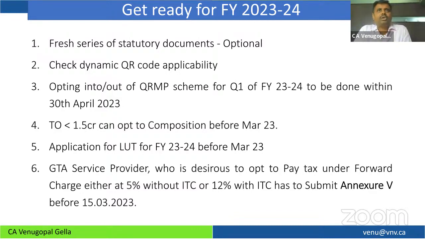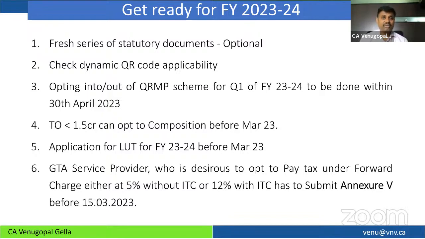At 500 crores and above, you need to have the dynamic QR code for B2C supplies also. If you are a small trader with less than 5 crores and you want to go into the QRMP scheme, you have to do it on a quarterly basis. That means for financial year 23-24, for the first quarter, you have to apply within 30th April. The composition scheme limit is 1.5 crore. If you want to opt for the composition scheme, you have to do it now. You can't do it after the beginning of the year.